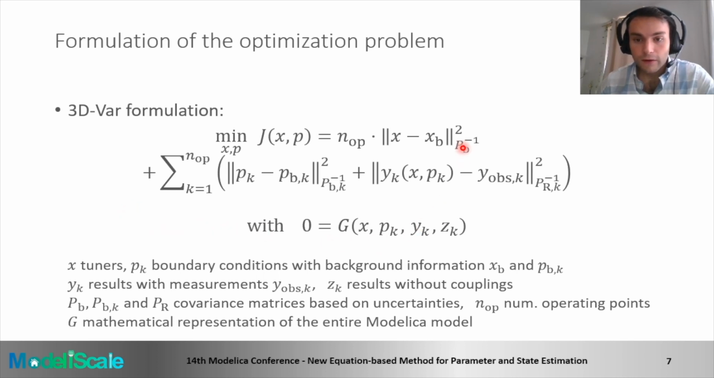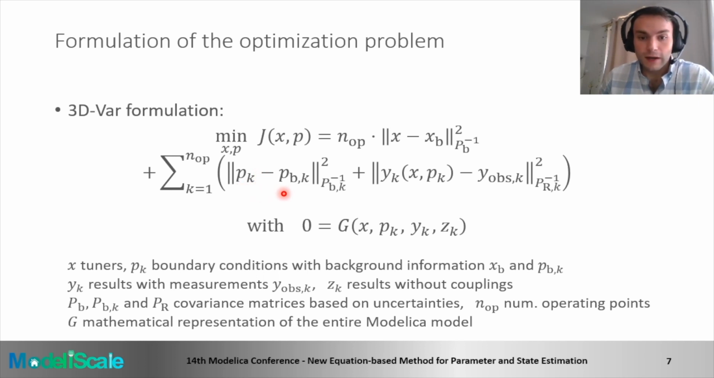And in this equation, what we have is several quadratic terms, several norms, that define the problem that we want to solve, which means that here the x corresponds to the tuners, that can be the initial state, the initial values of dynamic states or parameter values that we are trying to minimize, to find the optimal value. Then there are also the p's, which correspond in a certain way to the same as the x, except that they depend on the operating point.